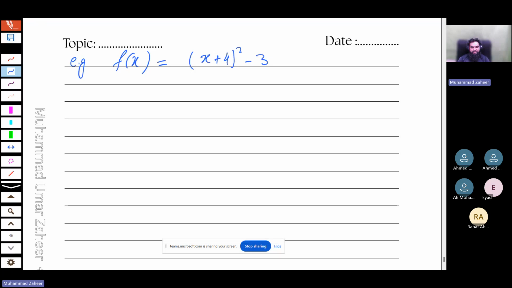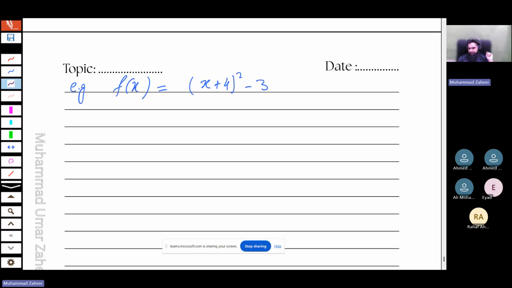Now, this is a quadratic function, and we have to talk about its domain and range, and we need to draw its graph as well. Yes, Ahmed Hamza, can you please tell me what is the turning point here? The turning point here is minus 4, minus 3. The turning point is minus 4, comma, minus 3.